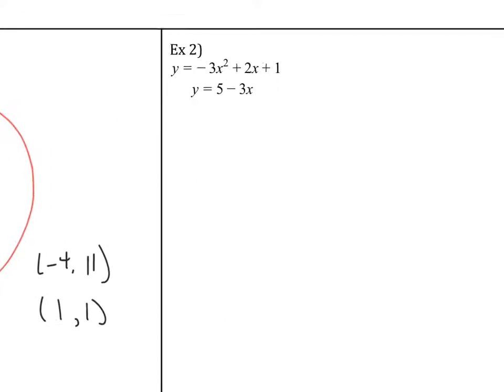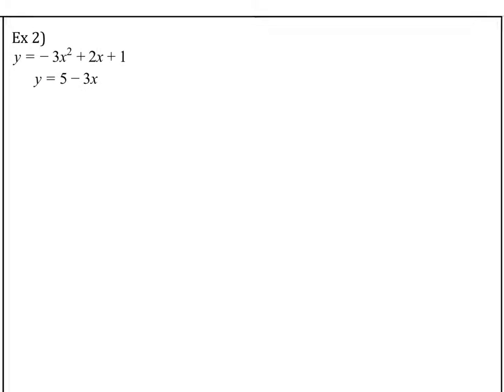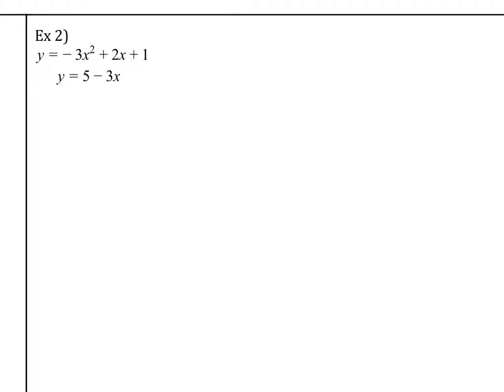Let's take a look at y equals negative 3x squared plus 2x plus 1, and y equals 5 minus 3x. Because you have y equals and y equals, we can set the equations equal to each other. So we will write negative 3x squared plus 2x plus 1, and that equals equation 2, which is 5 minus 3x.